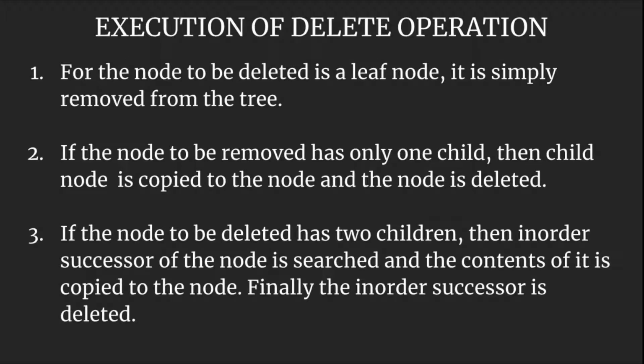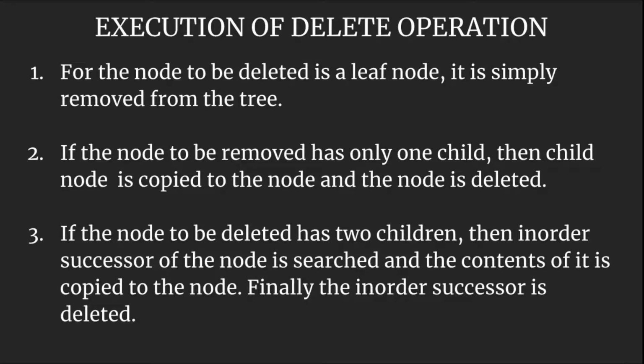So when we execute the deletion operation, we have to keep the three conditions in mind, and abide by these three different algorithms. If the node to be deleted is a leaf node, we simply remove it from the tree. If the node to be removed has only one child, then the child node is copied to the node and the node is deleted. And if the node to be deleted has two children, then the in order successor of the node is searched and its contents are copied to the node. Finally, the in order successor is deleted.